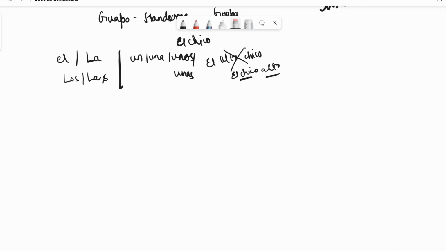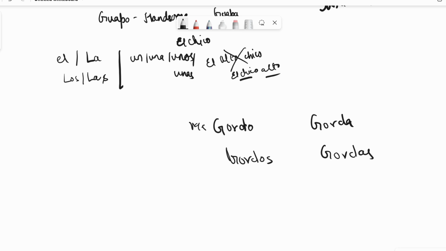Your plural forms, again, let's take gordo. So feminine will be gorda, masculine plural will be gordos, just add s, and gordas. So here: masculine singular, feminine singular, masculine plural, feminine plural. These are the four forms of the adjective gordo: gordo, gorda, gordos, gordas. And that will always agree with the number and the gender of the noun.